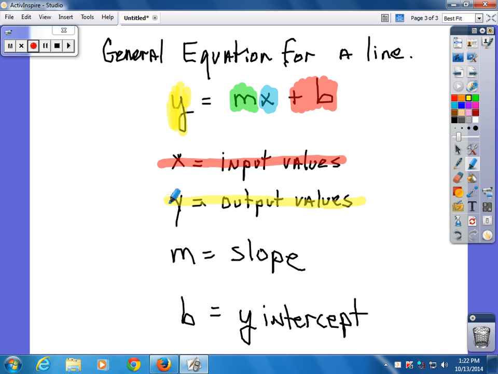Oh, shoot. I can't even see. X is blue. Yellow. M is green. And B is red.